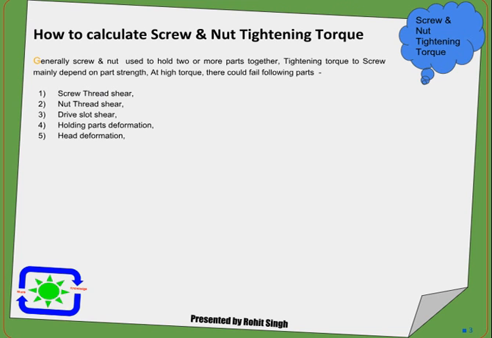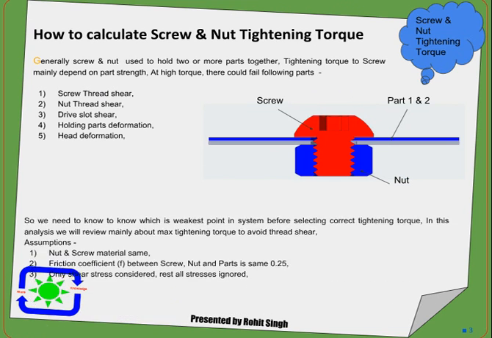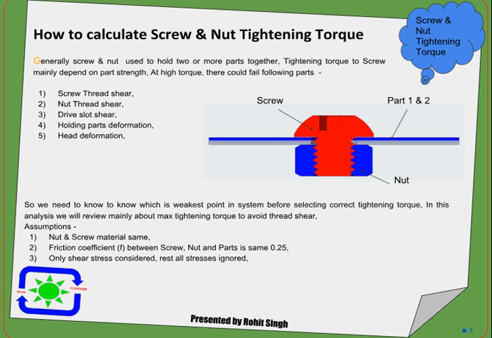So how to calculate screw and nut tightening torque? Generally a screw is used to hold two or more parts together. Tightening torque of a screw mainly depends on part strength. So if we are selecting any torque, we need to know which is our weakest area. We need to know the strength of the component.